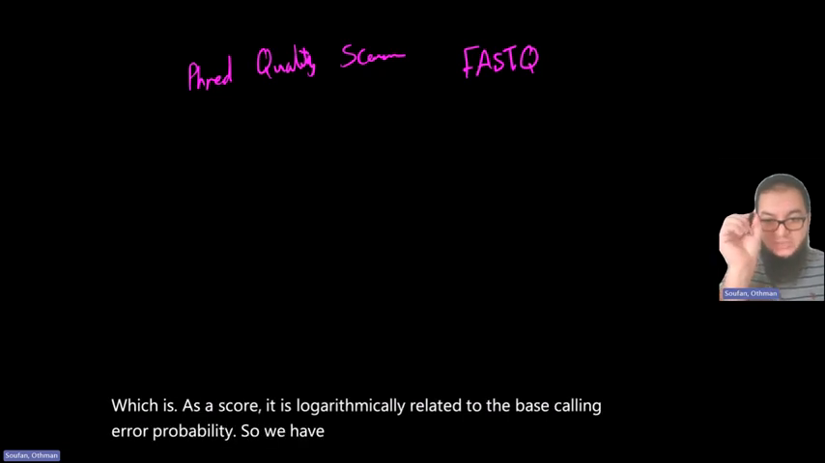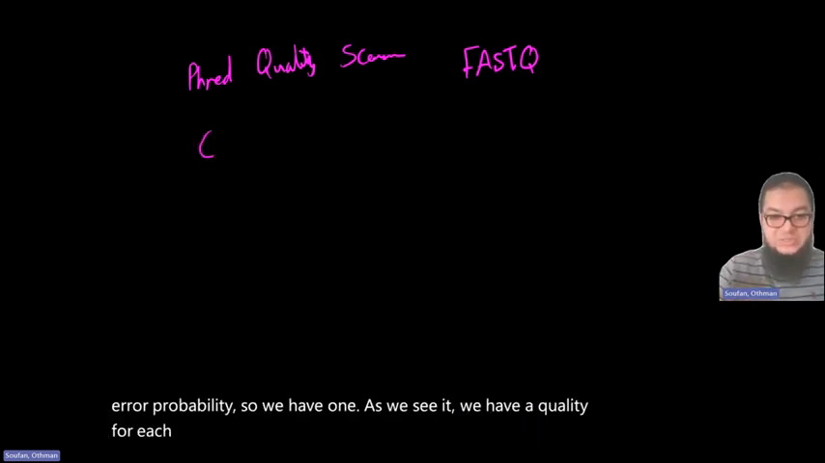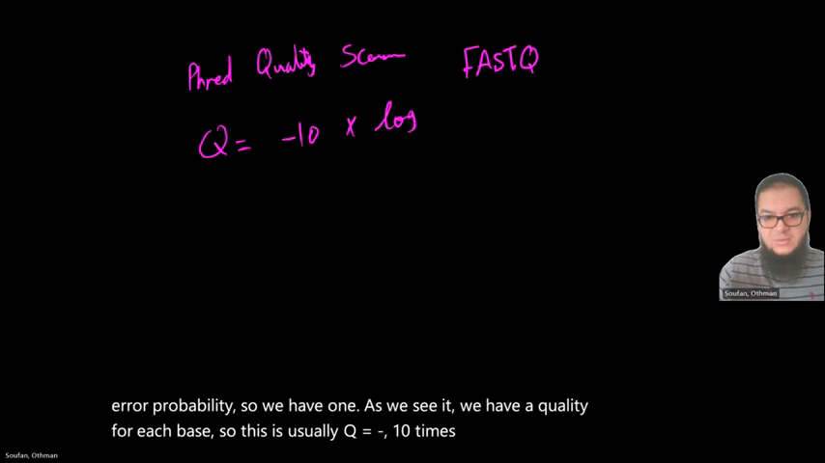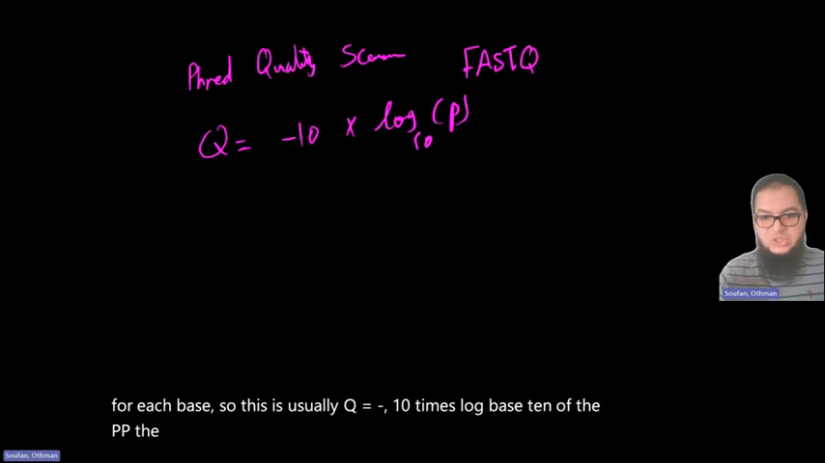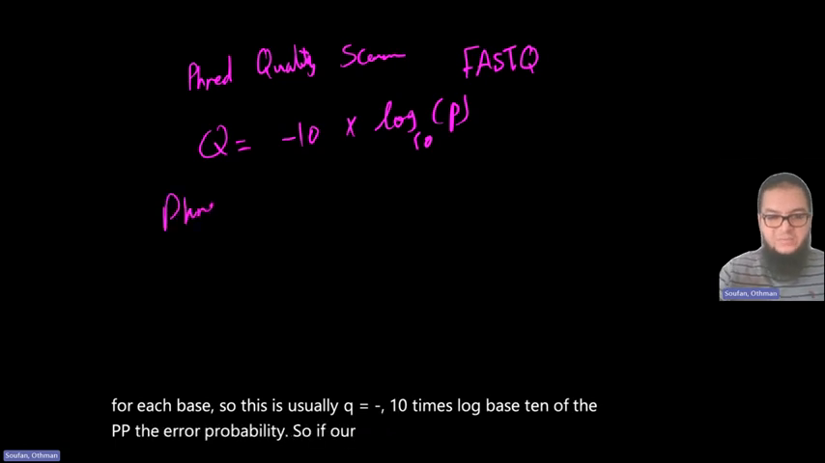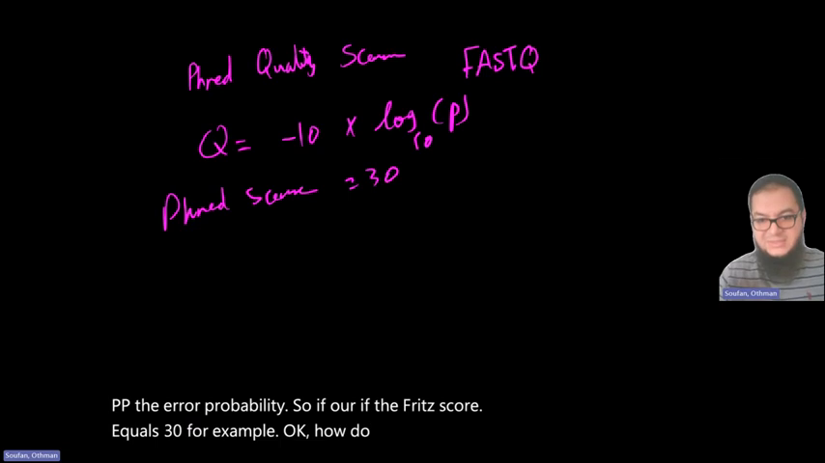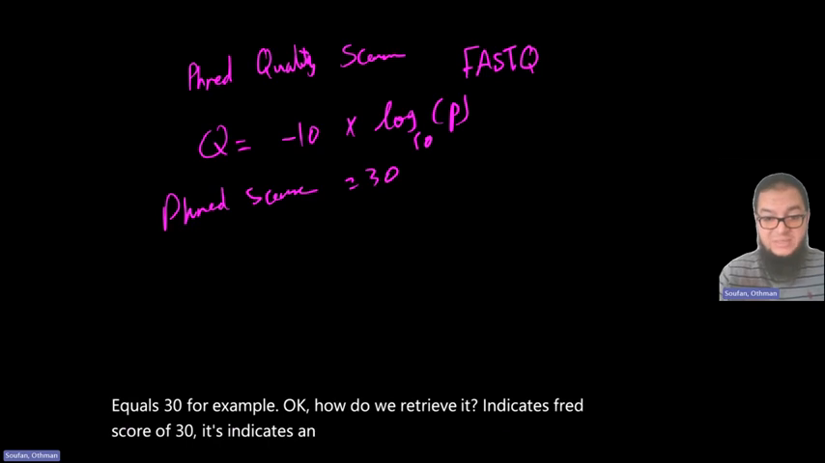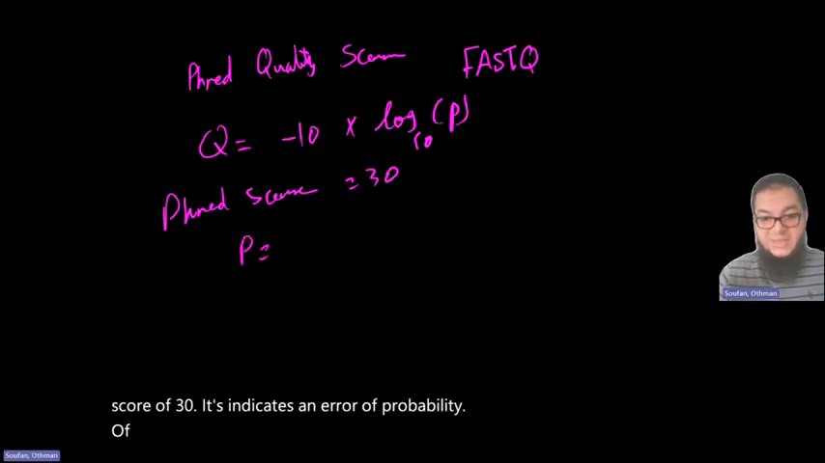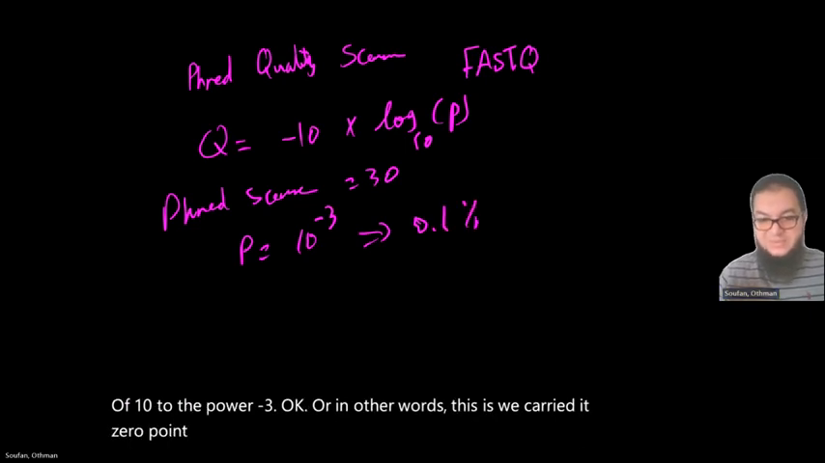So, as we said, we have a quality for each base. This is usually Q equals minus 10 times log base 10 of P, the error probability. So if the Phred score equals 30, for example, how do we read that? It indicates an error probability of 10 to the power minus 3, or in other words, we can read it as 0.1%.